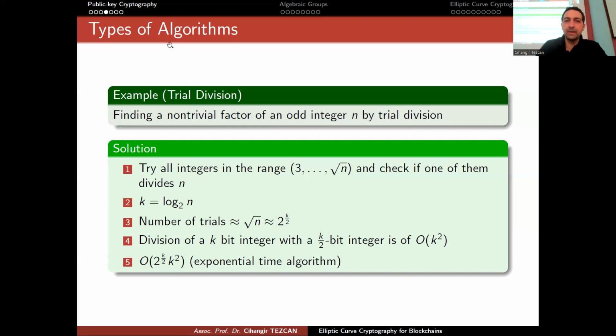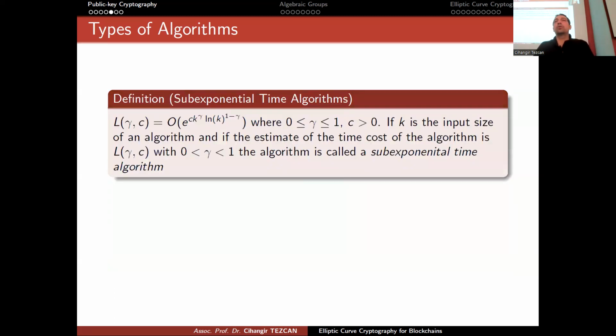The answer is yes. You can make it faster by, instead of trying every number, checking only every prime number between 3 and the square root of n. But it will still be an exponential time algorithm. So the question is, can you come up with better algorithms? And the answer is yes. In the literature, we have index calculus algorithms that solve this factorization problem in a faster way, and they are sub-exponential time algorithms. This is why we are going to talk about sub-exponential time algorithms.